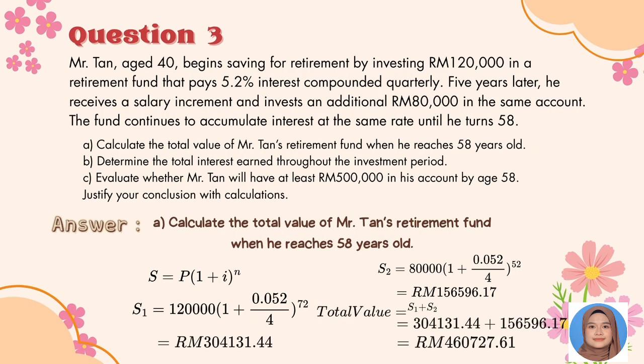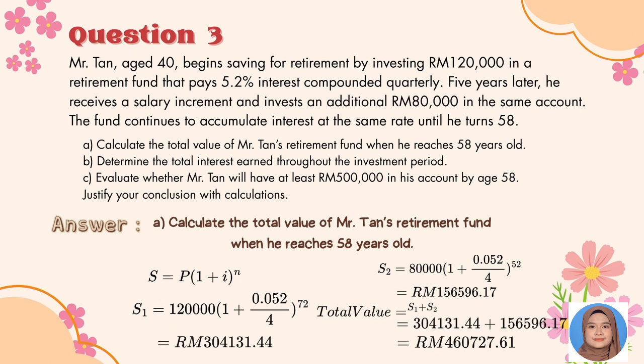I will explain the solution for question 3 about Mr. Tan's retirement savings. Mr. Tan is 40 years old and he began saving for retirement by investing 120,000 ringgit in a fund that paid 5.2% interest compounded quarterly. 5 years later, he received a salary increase and invested an additional 80,000 ringgit into the same fund. The fund continues to accumulate interest at the same rate until he turned 58 years old. Question A. Calculate the total value of Mr. Tan's retirement fund when he reached 58 years old.